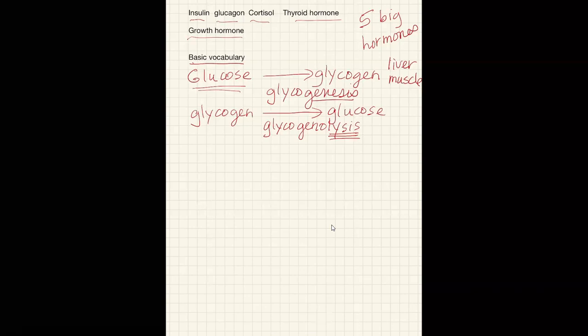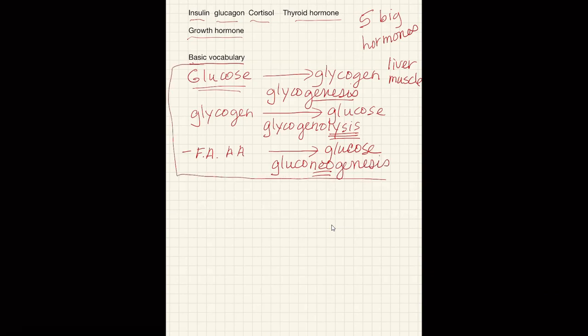Now, Atkins diet people, right? There's also the process where we go from fatty acids and amino acids to glucose. So we're not taking a carbohydrate, we're taking something else that's not a carbohydrate and we're turning it into glucose. So when you do these low carb diets, that's what happens. And this is called gluconeogenesis. New genesis. So that's glucose.